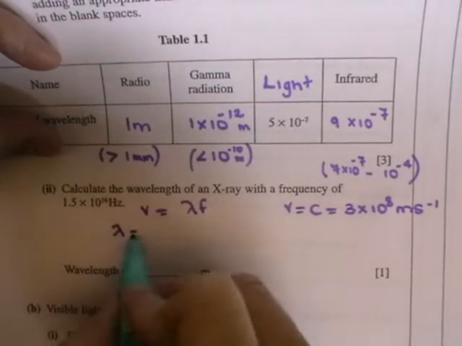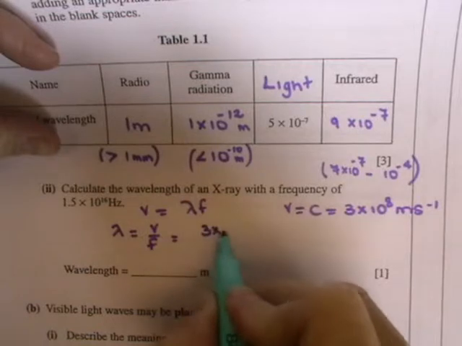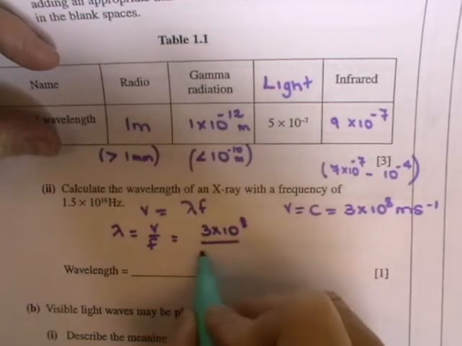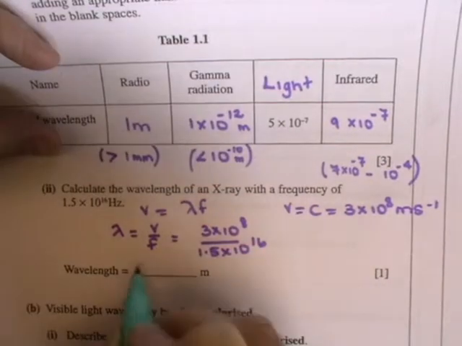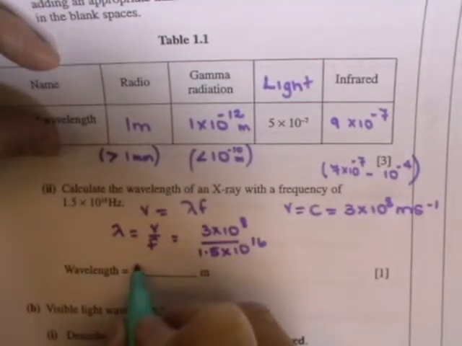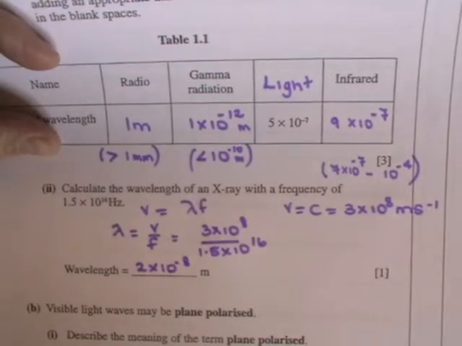So wavelength is v over f, which is 3 by 10 to the 8 divided by 1.5 by 10 to the 16. And that's going to give you 2 by 10 to the minus 8 meters.